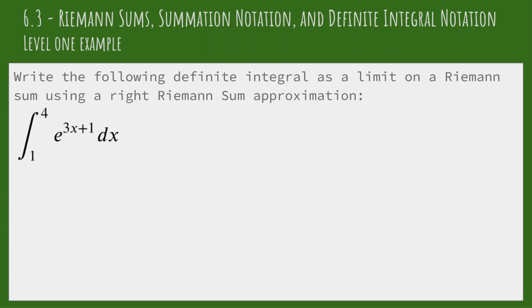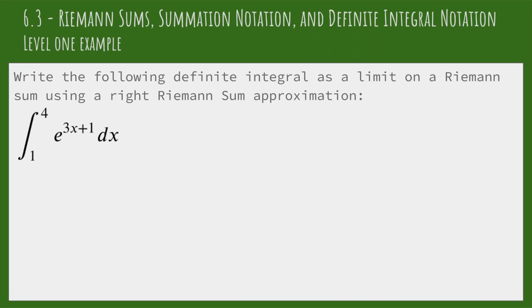I want to take a look at a couple examples where we are given a definite integral and we want to rewrite it as a limit of a Riemann sum. We are not being asked to evaluate that limit. We're not being asked to evaluate the definite integral here. We just want to rewrite it as a limit. So let's just take this one step at a time here.